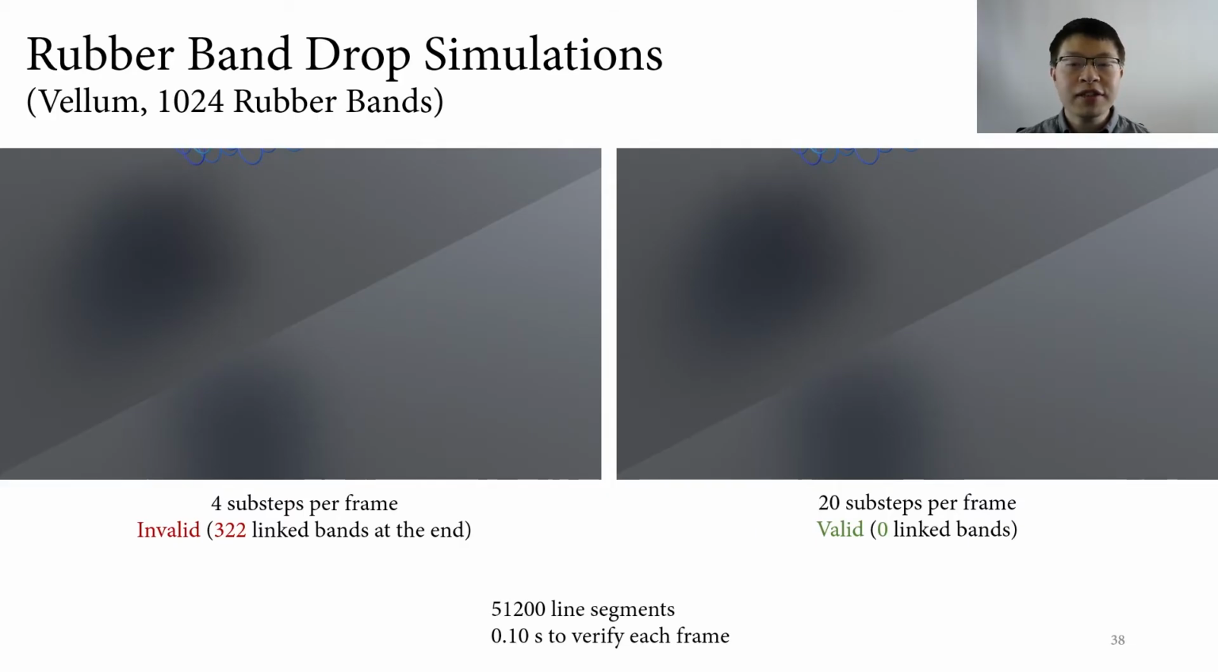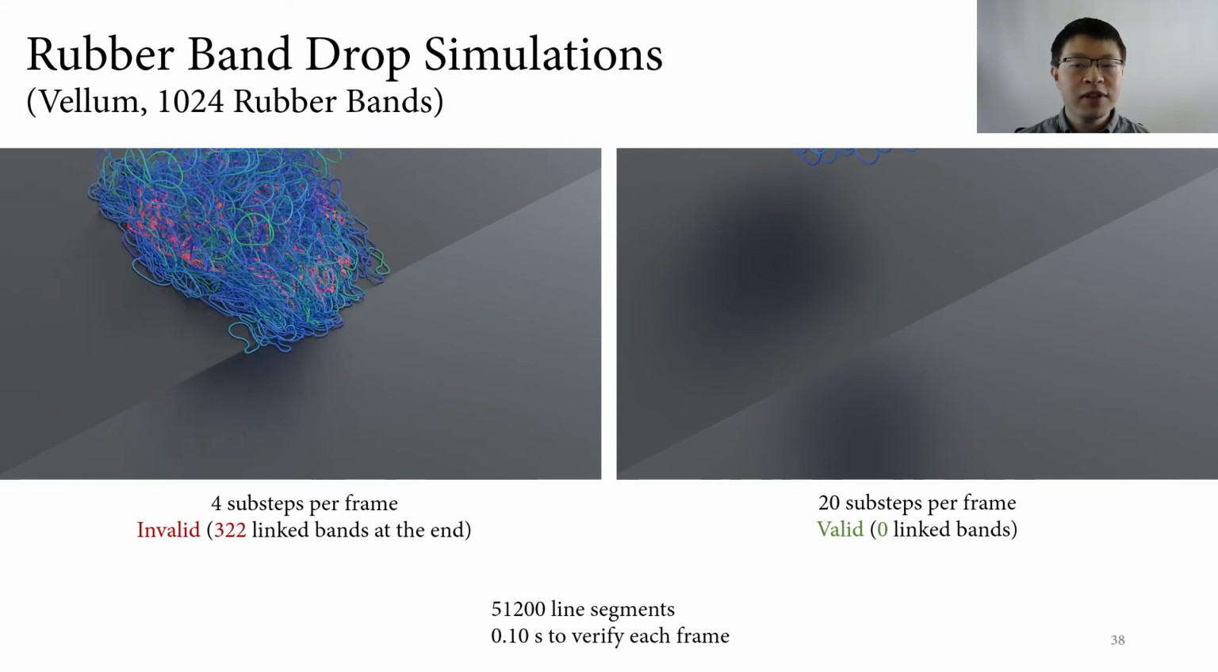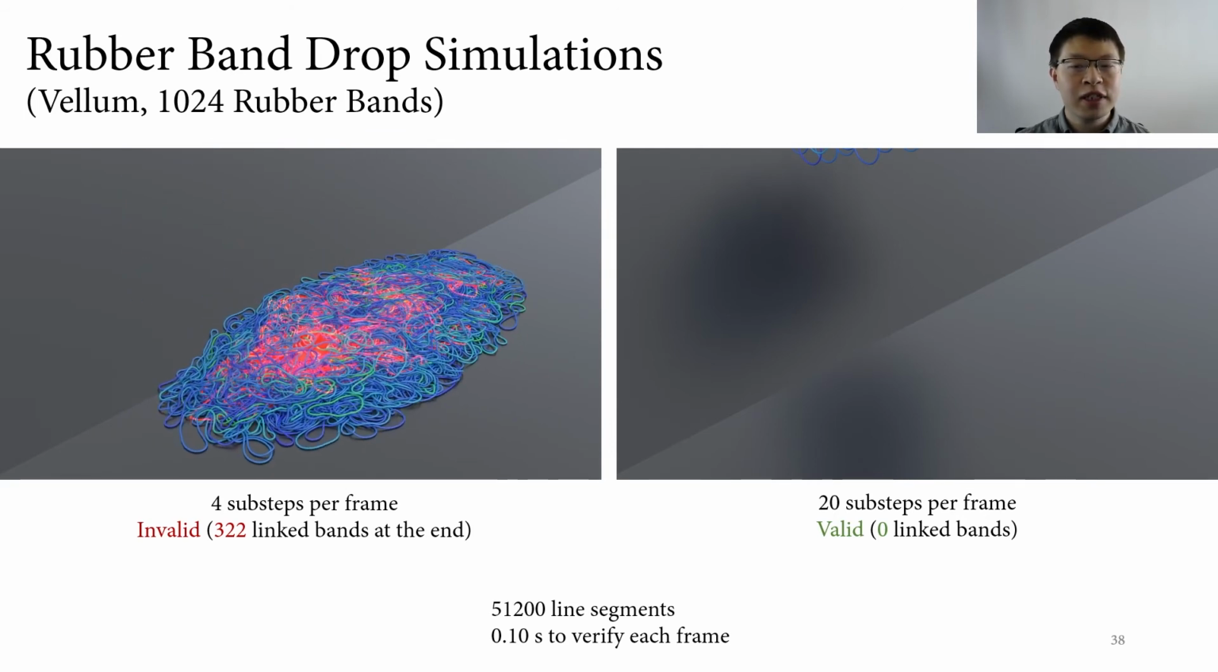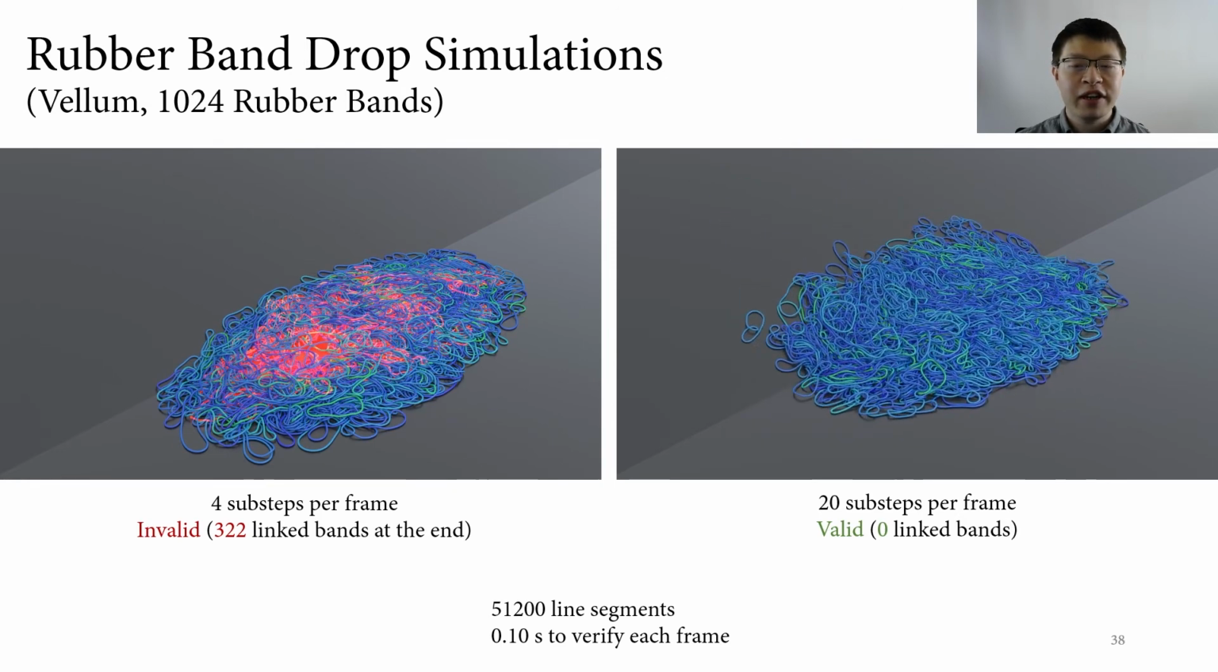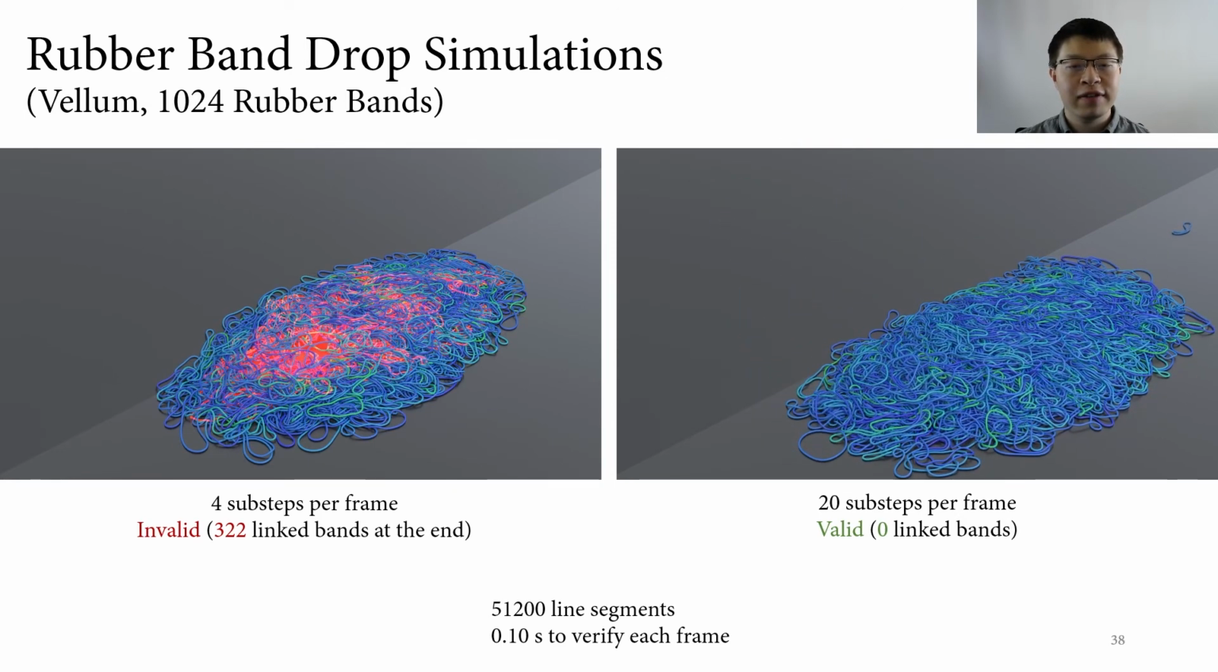Now let's drop 1,000 separated rubber bands onto an inclined plane. In a simulation with large steps, violations we detect are highlighted in red. Now we use smaller steps, and our method verifies that it is valid.